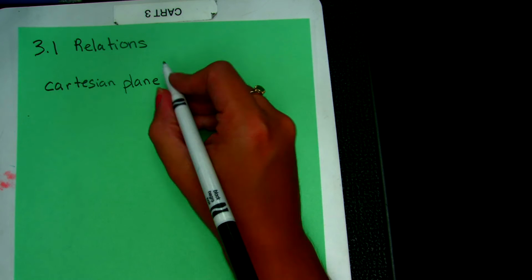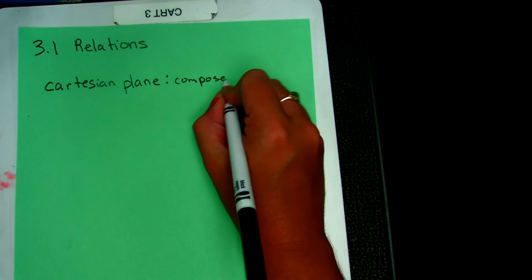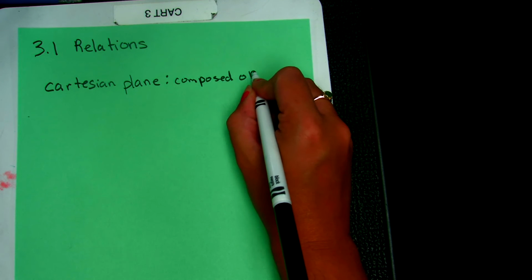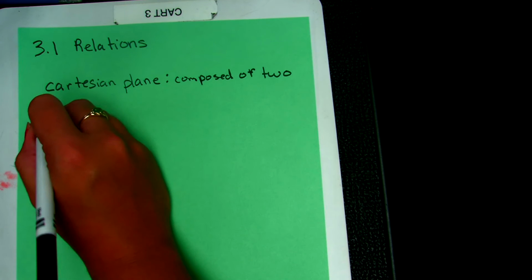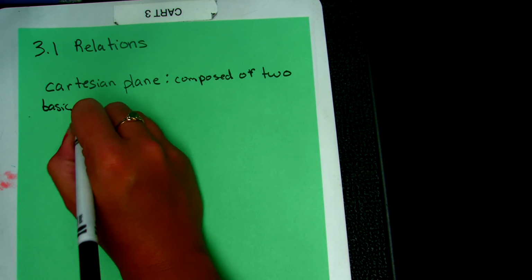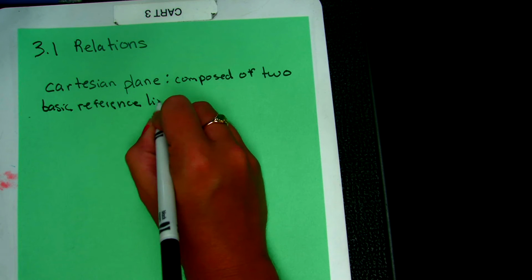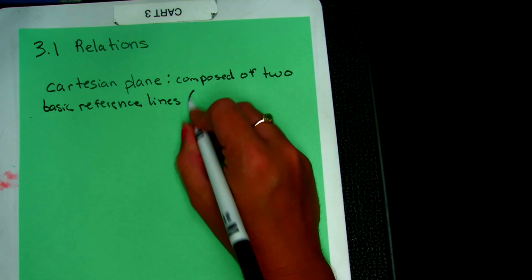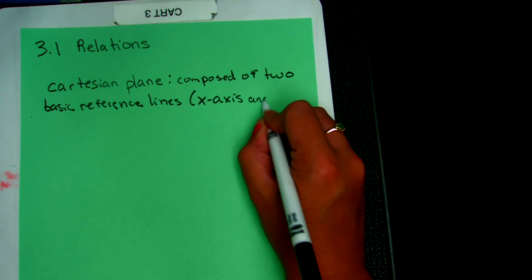So a Cartesian plane is composed of two basic reference lines. We have the x-axis and the y-axis.